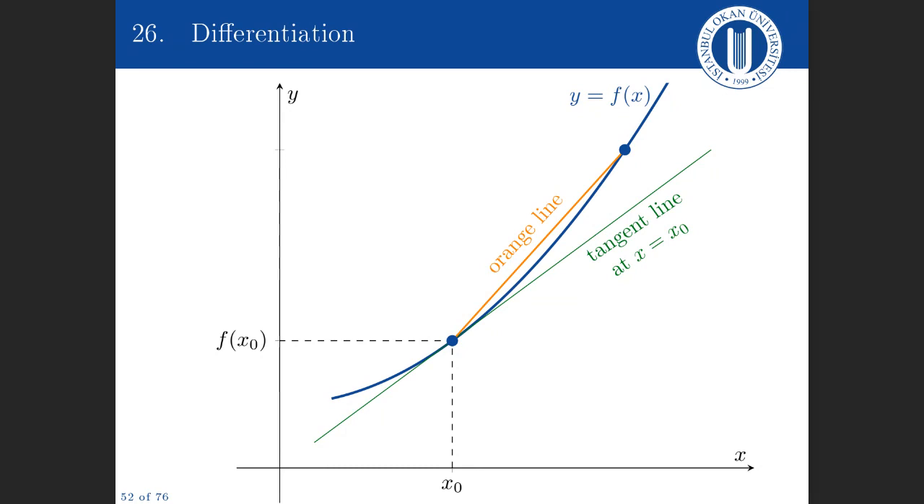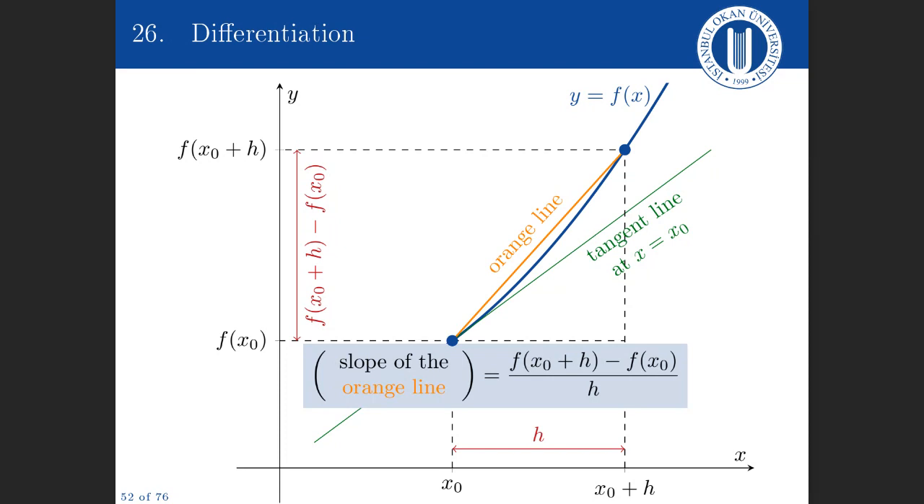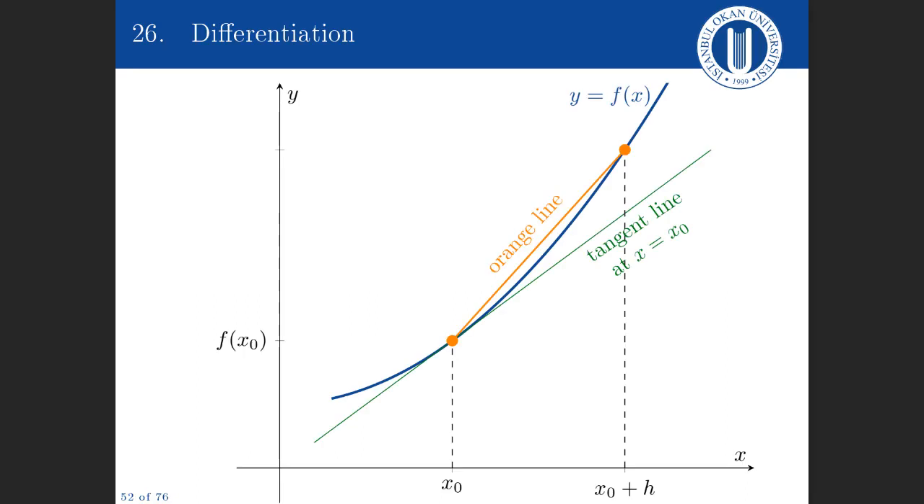Calculating the slope of the orange line is going to be easy because we draw our triangle. We know our width of this triangle is h, and we know the height of this triangle, f of x0 plus h minus f of x0. So the slope of the orange line is going to be height of the triangle divided by width of the triangle. F of x0 plus h minus f of x0 divided by h. Okay, so for any function f, we could calculate the slope of the orange line. But look what happens as we make h smaller.